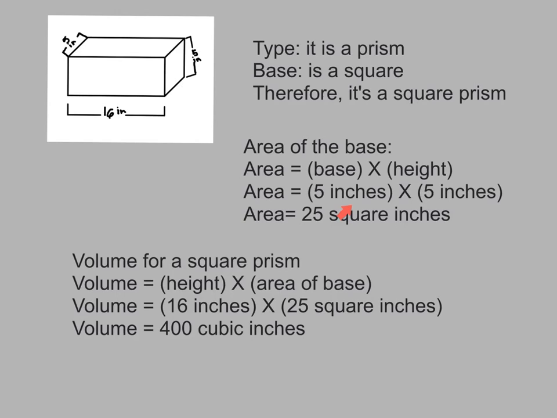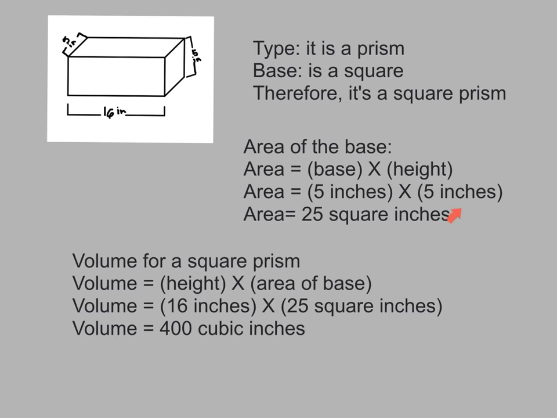So our area is 5 times 5 inches, which gives us 25 square inches. Now remember, area is a two-dimensional measurement, so it's got to be inches times inches, or whatever units you use, they need to be square.